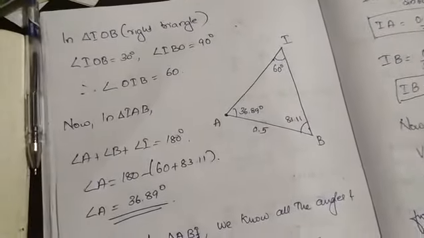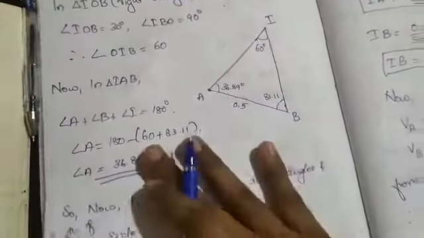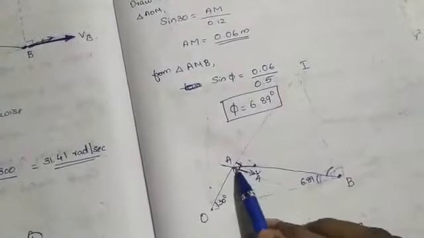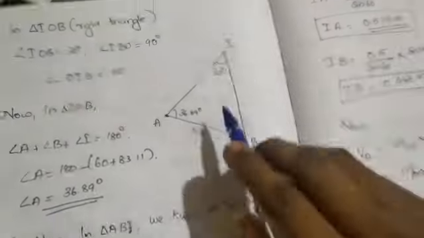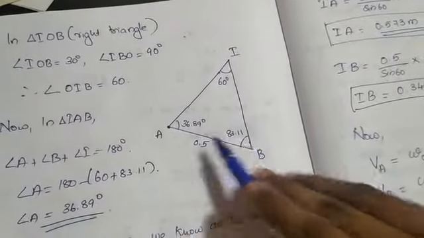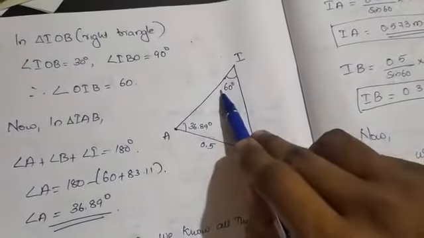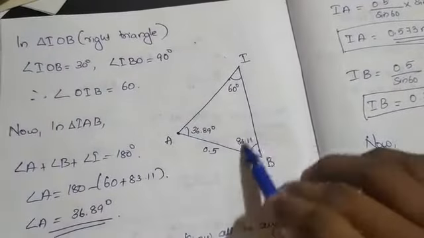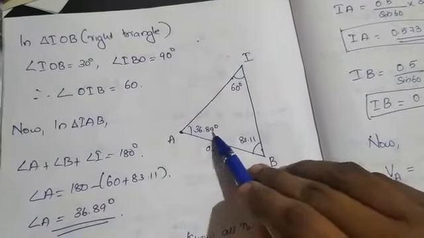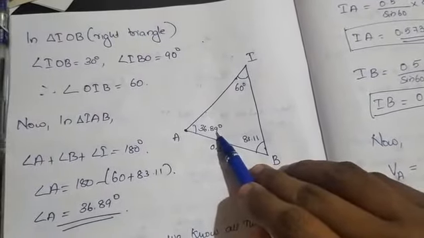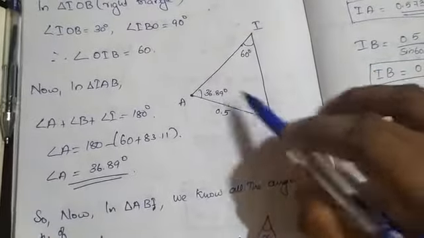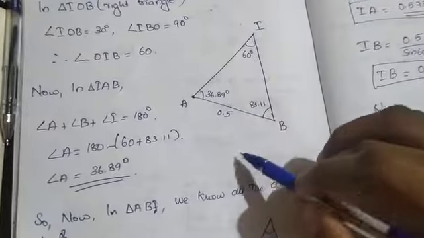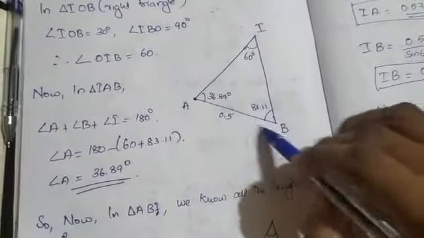Now you're considering this triangle ABI. From here, in triangle ABI, this is 83.11, this is 60, and the total is 180. So you get this angle A as 36.89 degree. You have these three angles, right? And you know this side.